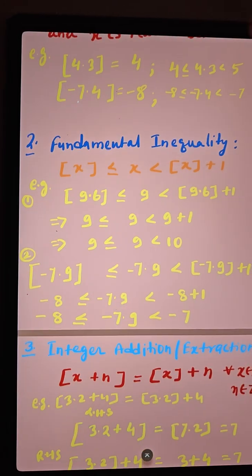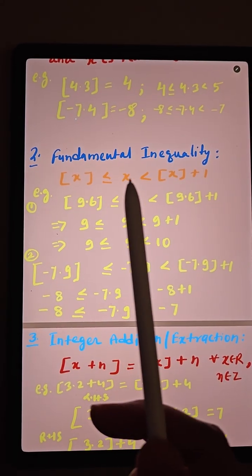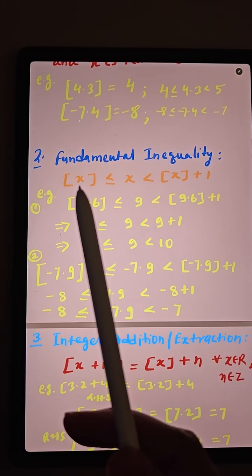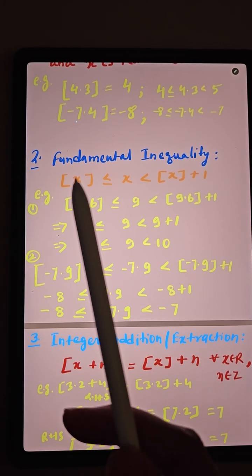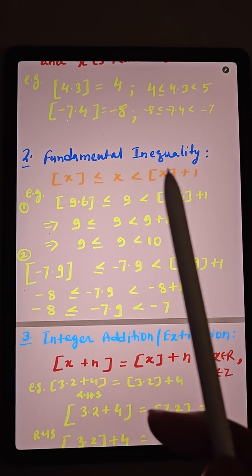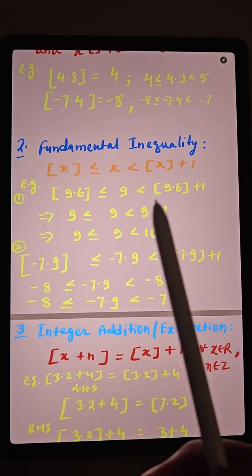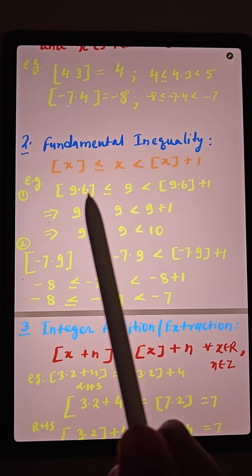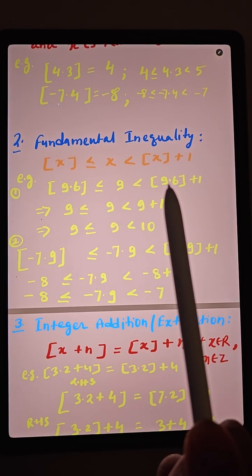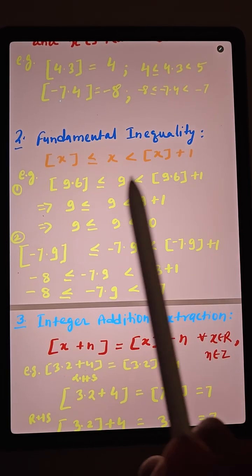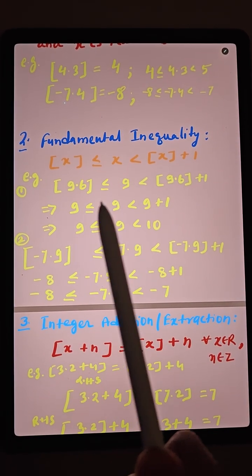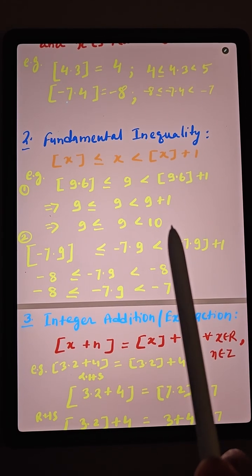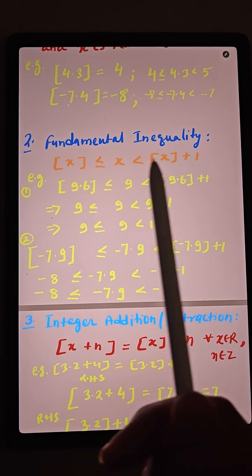Okay, so that comes from the definition only. Now come to the second property, the fundamental inequality. This says that the real number x will always lie between the greatest integer function of x and that plus 1. That is, x is greater than or equal to [x] and less than [x] plus 1. Let us understand by example. Suppose I have the inequality 9 ≤ 9.6 < [9.6] + 1. Let us see whether this is true. [9.6] gives 9, the immediate lower integer, and 9 plus 1 is 10. So you can see that this inequality is holding true. This is the meaning of this fundamental inequality.